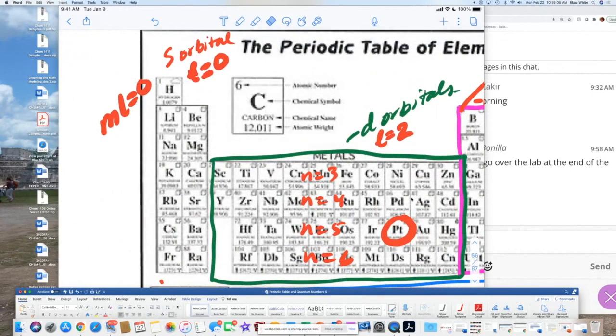I'll leave the m sub l as 0. I'll write this out here. 1, 2, 3, 4, 5, 6, 7, right? This is up, this is down, up, down, up, down, up, up, up, up, down, down, down, down, up, down, up, down, down, down. Kind of works like that.